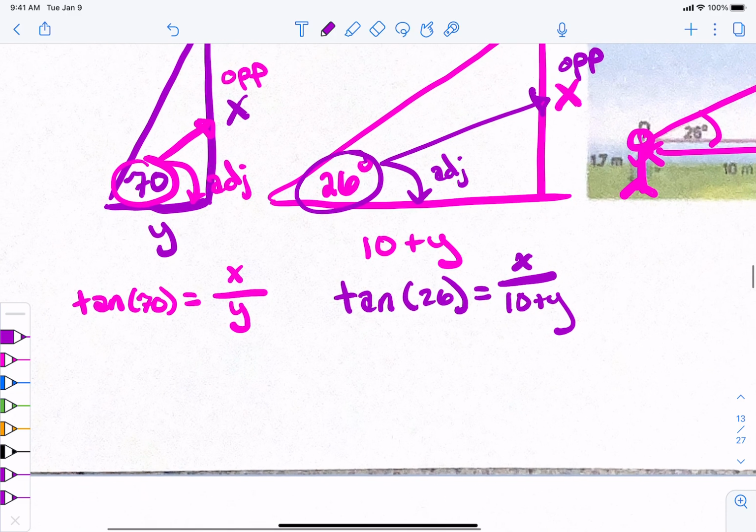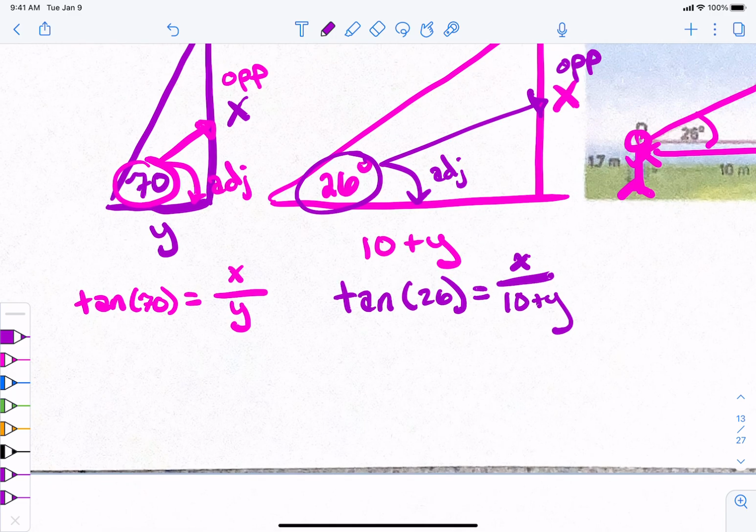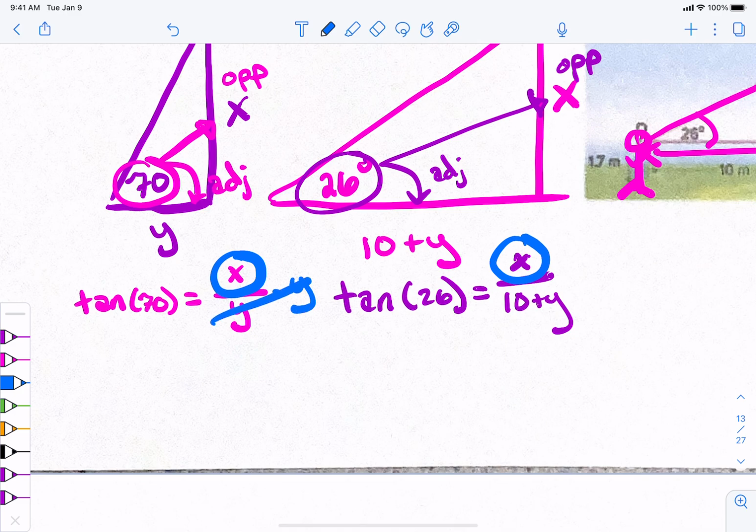Okay? So now we have two equations that both involve X's and Y's at the same time, right? So here's what I'm going to do. Both of them involve an X, so here is X and here is X. What I'm going to do is take the Y and multiply it to the other side. So X is equal to Y times tangent of 70, yeah? Does that make sense? You see how that works? I'm going to do the same thing to the other side, times 10 plus Y.